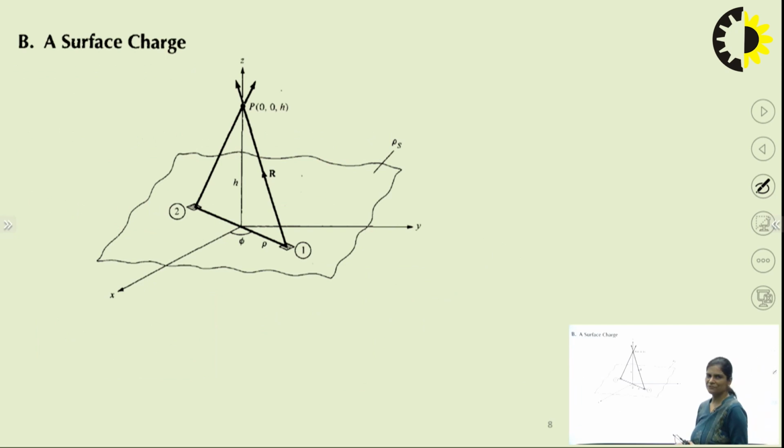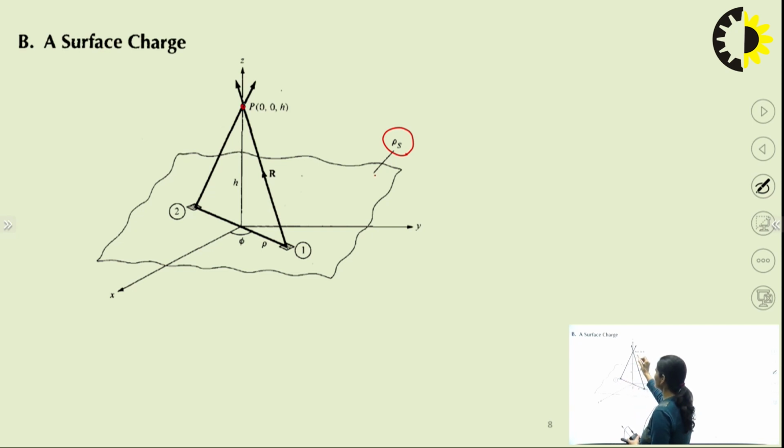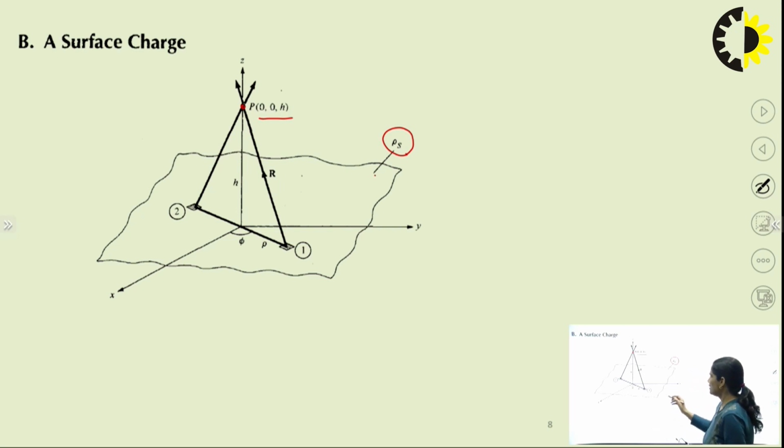Now the second one is surface charge. Let there be an infinite surface with charge distribution rho s. Here there are two points, A and B, 1 and 2, and this is a point P with coordinates 0, 0, h. The axes are the x-axis, the y-axis and the z-axis. The point is on the z-axis, with coordinates 0, 0, h, where h is the height and the x and y coordinates are 0, 0. This is the distance between point P and point 1, represented as capital R.